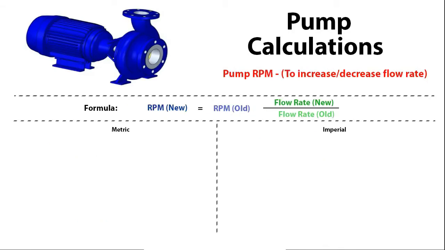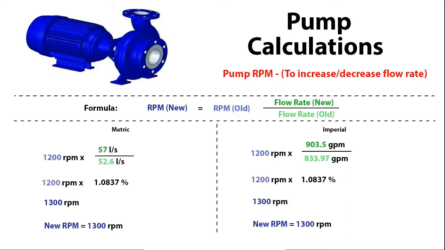Now the next one we'll look at is the pump RPM, the revolutions per minute. If we were to increase or decrease the flow rate, what RPM would we need to achieve that? We can use this formula here to find that out. The new RPM, revolutions per minute, equals the old RPM multiplied by the new flow rate divided by the original flow rate. And if we add those figures in there, you can see here that these two units of measurement cancel out, and so that leaves you with a ratio or a percent.